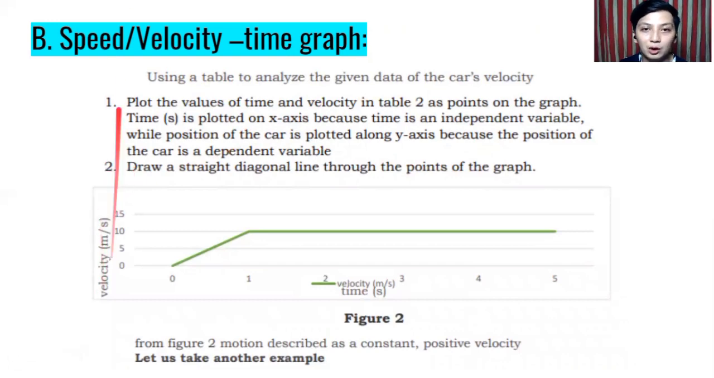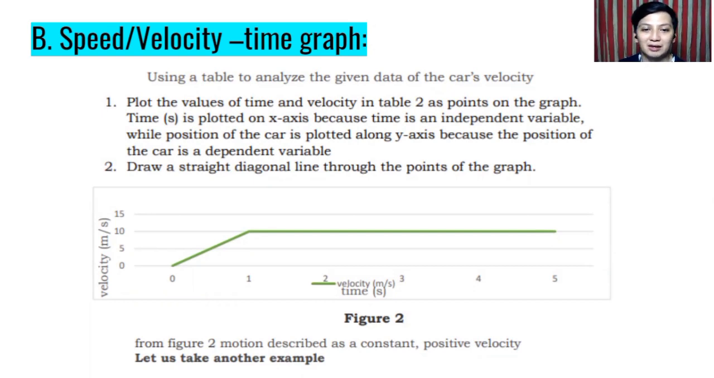So this is the velocity, and this is the time. So from 0, 1, 2, 3, 4, 5, 6, 7, 5 seconds. So nasa 10 yung kanyang velocity. Right? So what does it mean? From figure 2, motion described as a constant positive velocity. Okay? So from 0, bumilis, and then it travels in a constant speed kasi hindi na bago yung kanyang velocity. Maliwanag? So it is 10 meters per second.